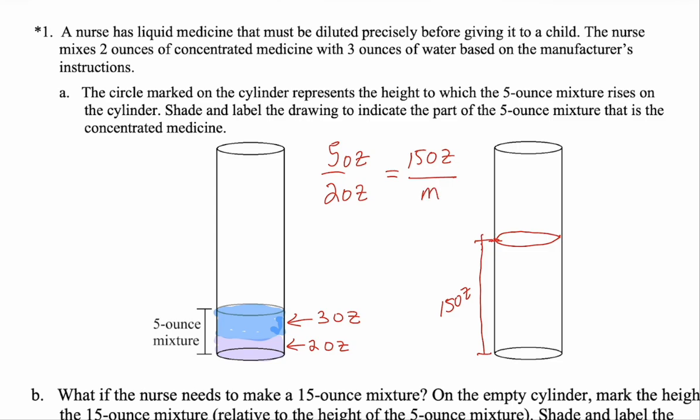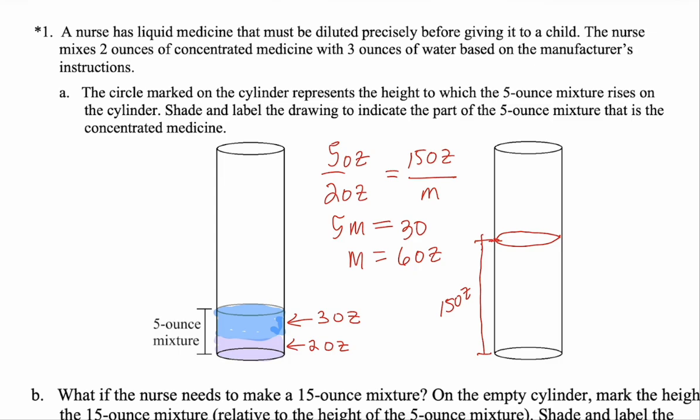So we'll call it M for medicine. That's where the proportionality comes from, okay? So what we're going to do is to solve a proportion. The quickest way to solve a proportion is to cross multiply. So 5 times M would equal 15 times 2, or 30. And so then to solve that, we have to divide both sides by 5. So there has to be 6 ounces of medicine.